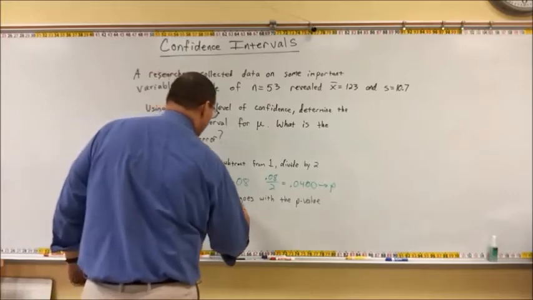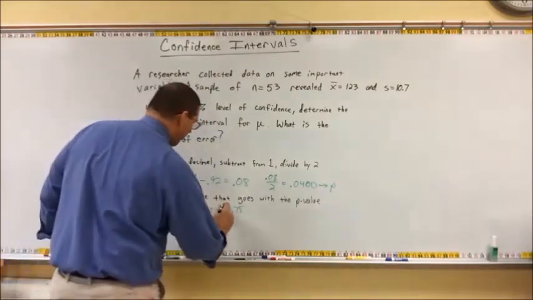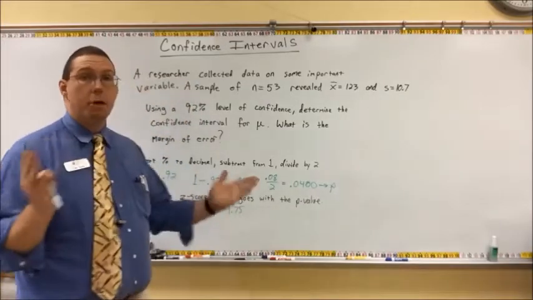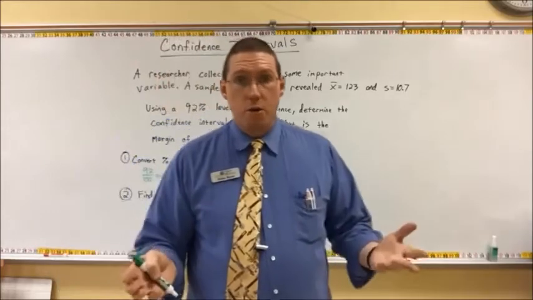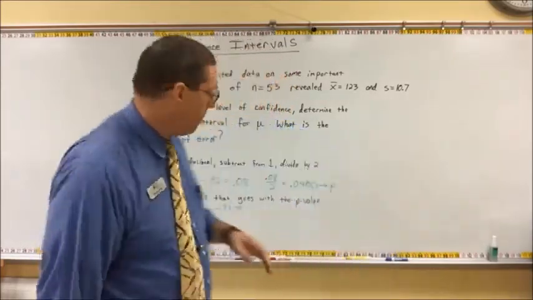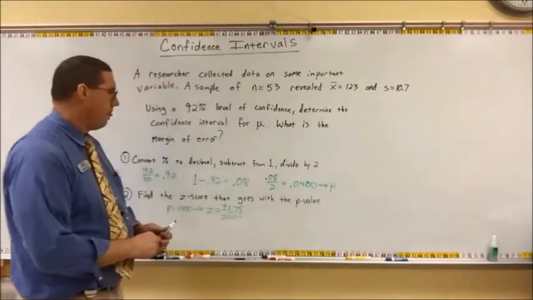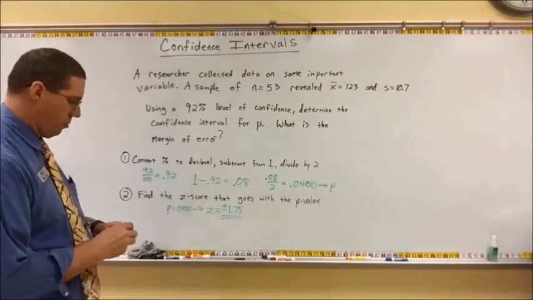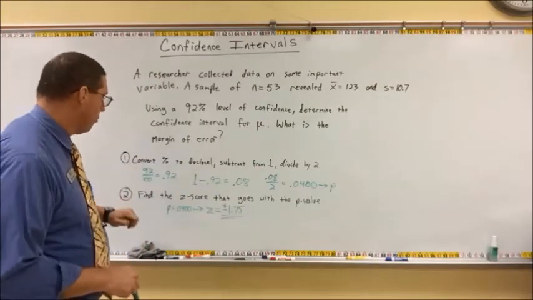We're actually going to do plus or minus that z-score. So it's not just negative 1.75, because again, it's a middle percentage. And if you remember our middle percentages, we always found a z-score and we always did plus or minus that same z-score. Okay? So we're going to use plus or minus 1.75 for our confidence interval. Okay, so that's step 2.